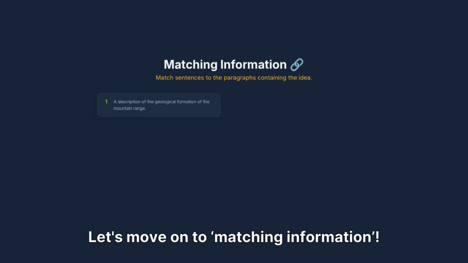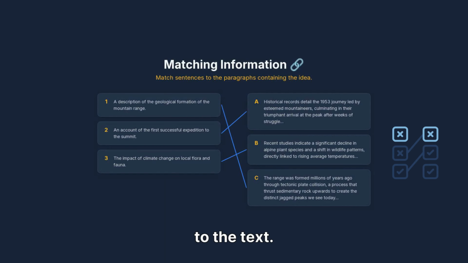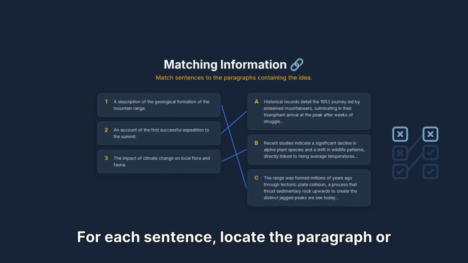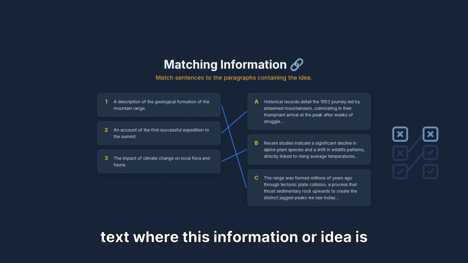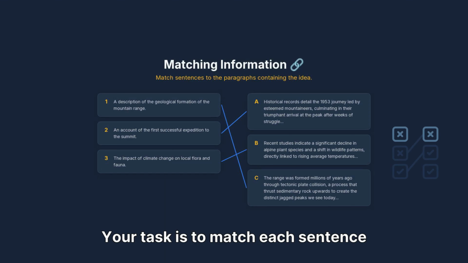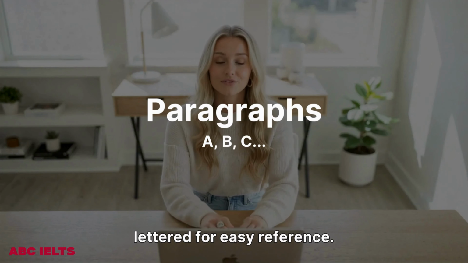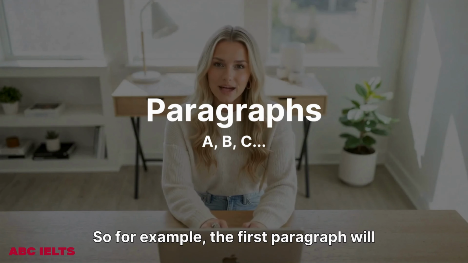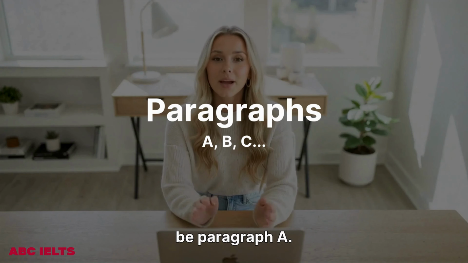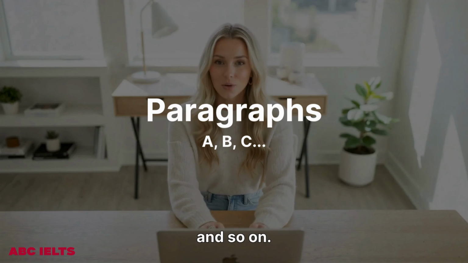Let's move on to matching information. You'll find a list of sentences related to the text. For each sentence, locate the paragraph or text where this information or idea is mentioned. Your task is to match each sentence to the paragraph or text which mentions that information or idea. In the IELTS reading section, paragraphs are lettered for easy reference. So, for example, the first paragraph will be paragraph A. The second paragraph will be paragraph B, and so on.